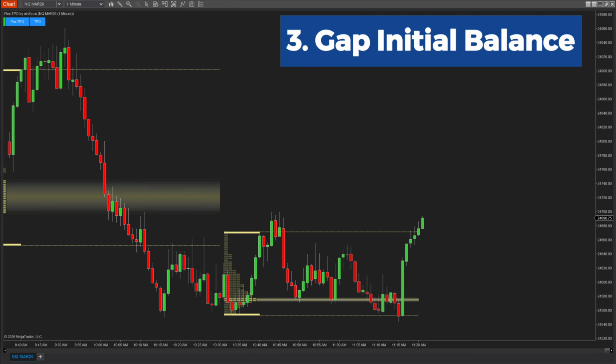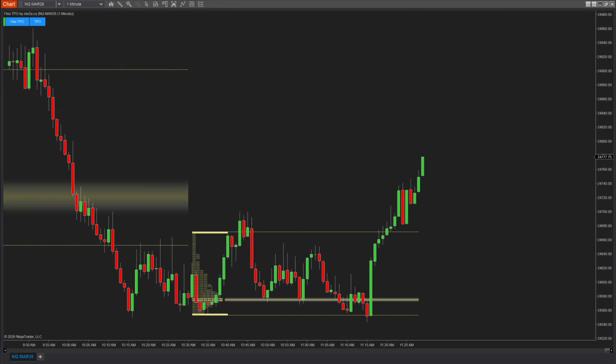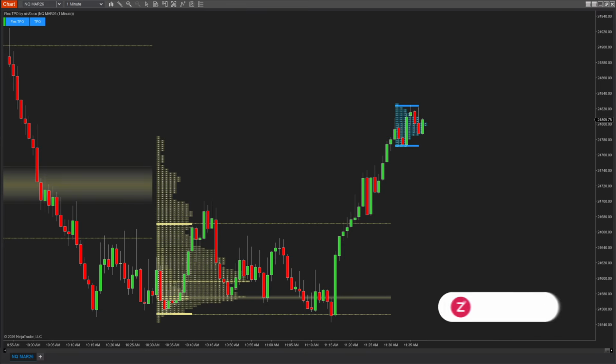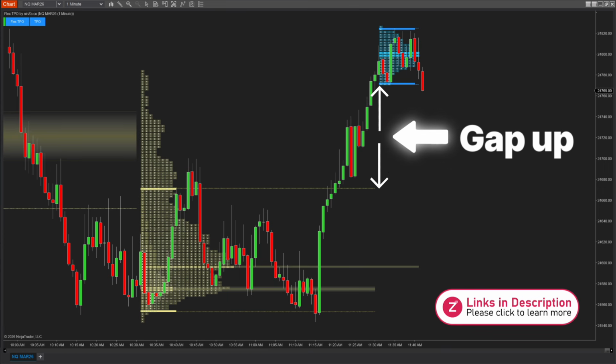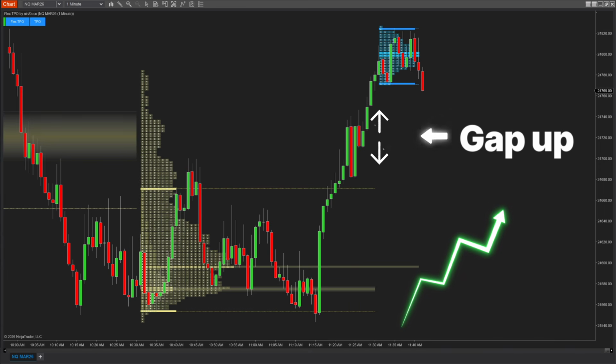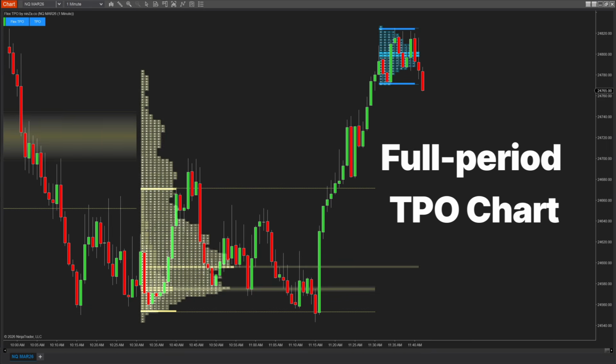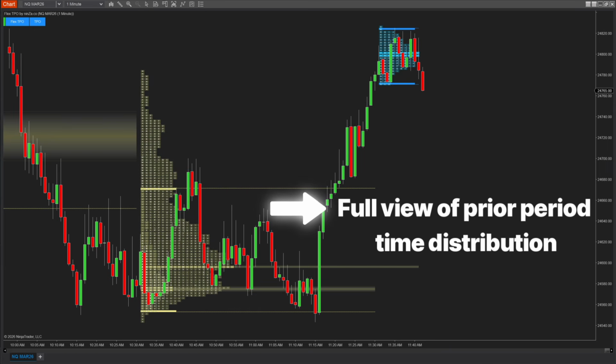As explained earlier, the color of the initial balance reflects its position relative to the previous initial balance. When a new initial balance is fully above or below the previous one, Flex TPO identifies this as a clear market shift. At that point, Flex TPO automatically displays the entire TPO chart from the previous period. This gives traders a full view of how the market distributed time during the prior period.